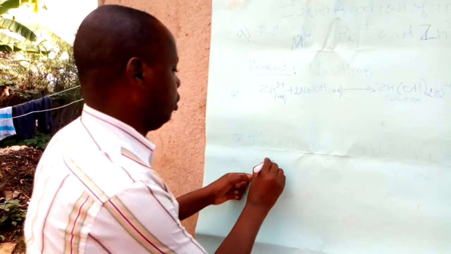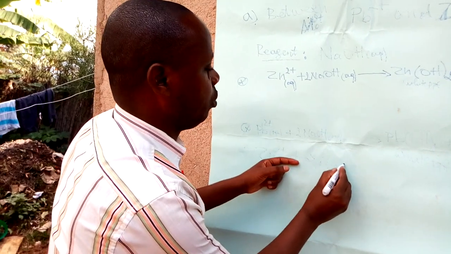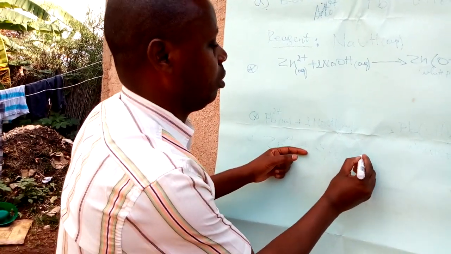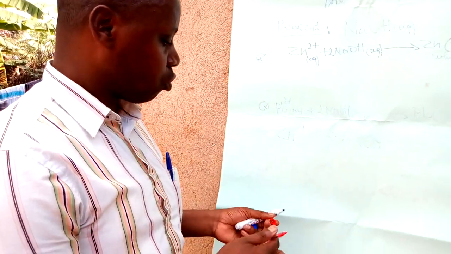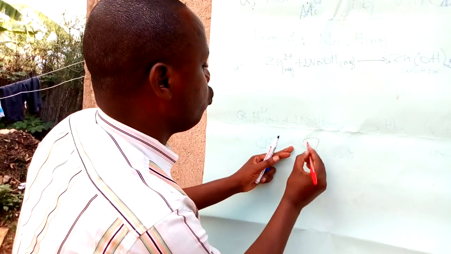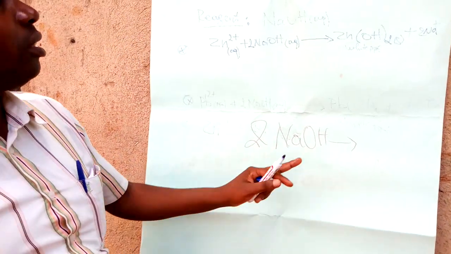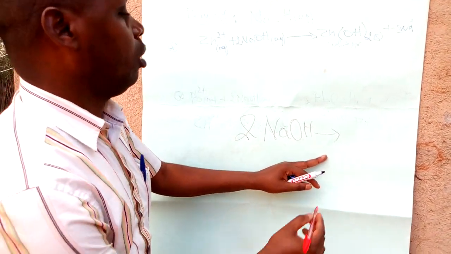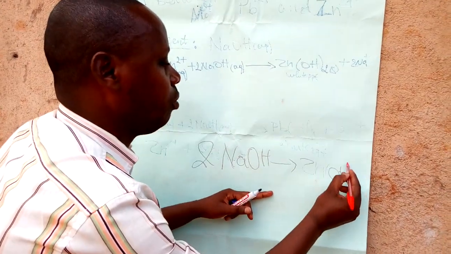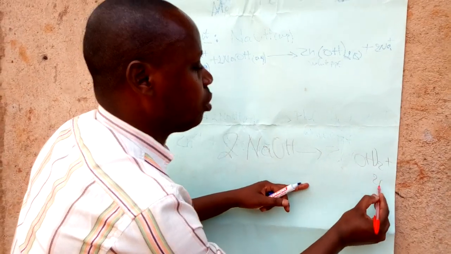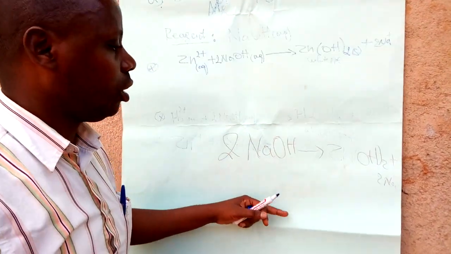2 plus with 2 sodium hydroxide, you find that zinc will be hydroxide with 2 sodium ions. It means that here you have a white precipitate.